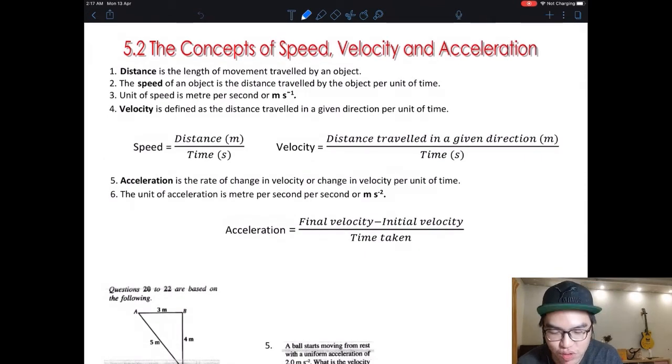I'm sure all of you know what is distance. From point A to point B is distance. So the length of movement, you don't need to memorize this.